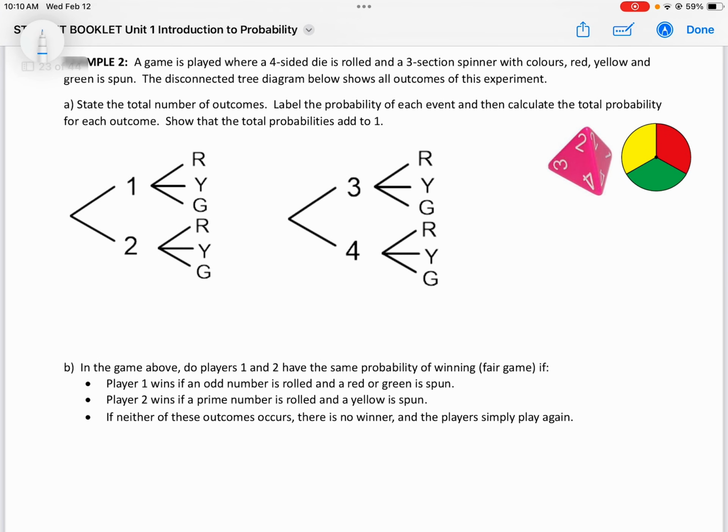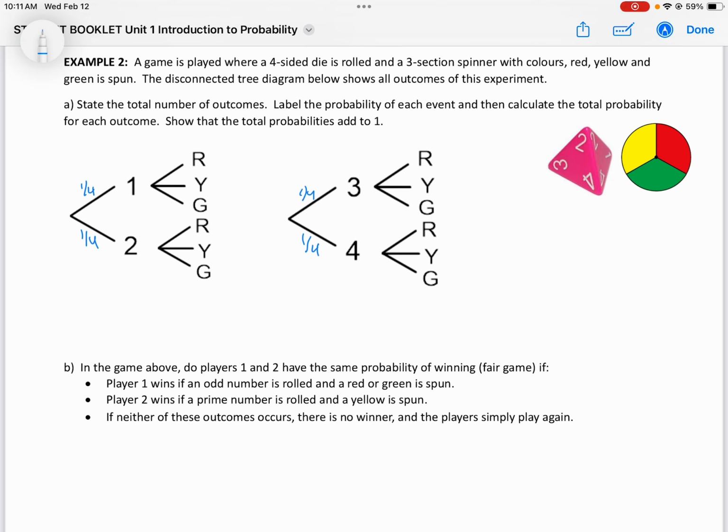A game is played where a 4-sided die is rolled and a 3-section spinner with colors red, yellow, and green is spun. I provided the tree diagram. It's disconnected. So the 1, 2, 3, and 4 are all the first roll of the die. Let's go ahead and label the probabilities. This is going to be a quarter, a quarter, a quarter, a quarter.